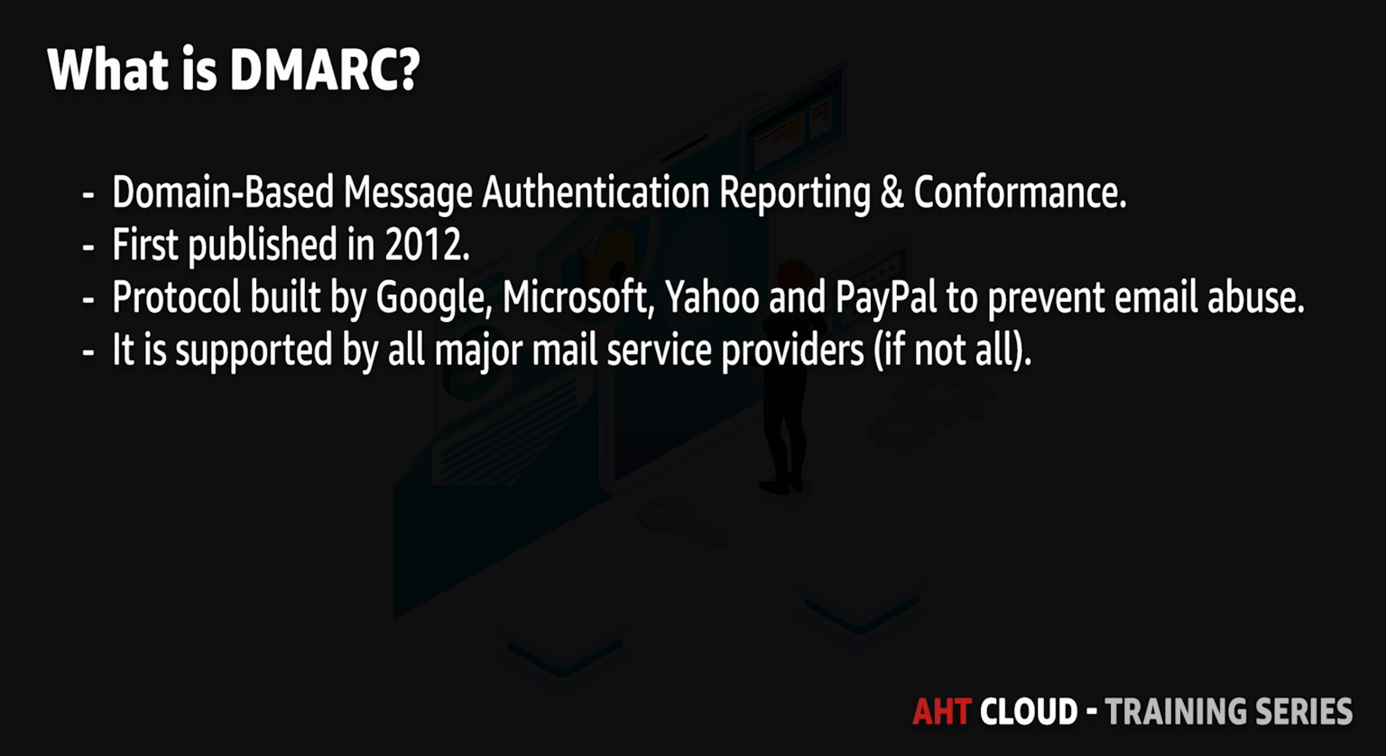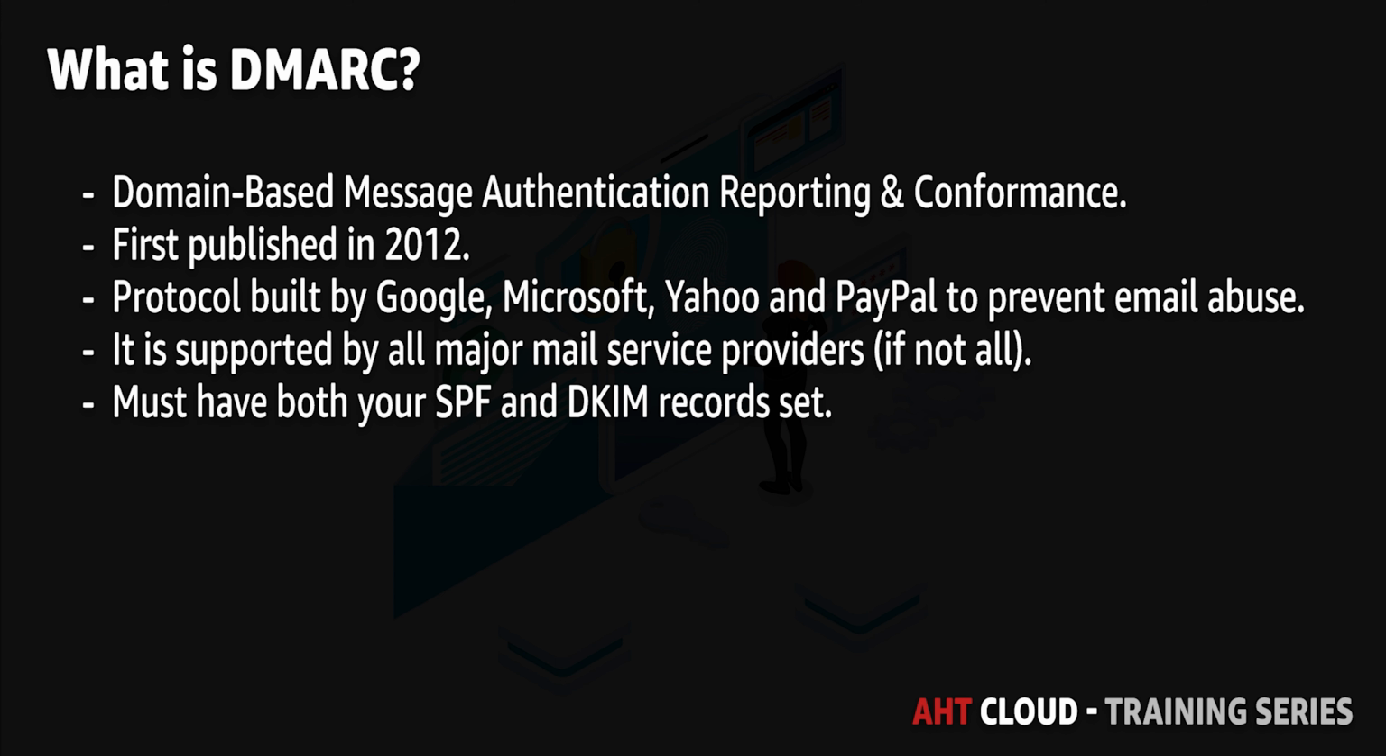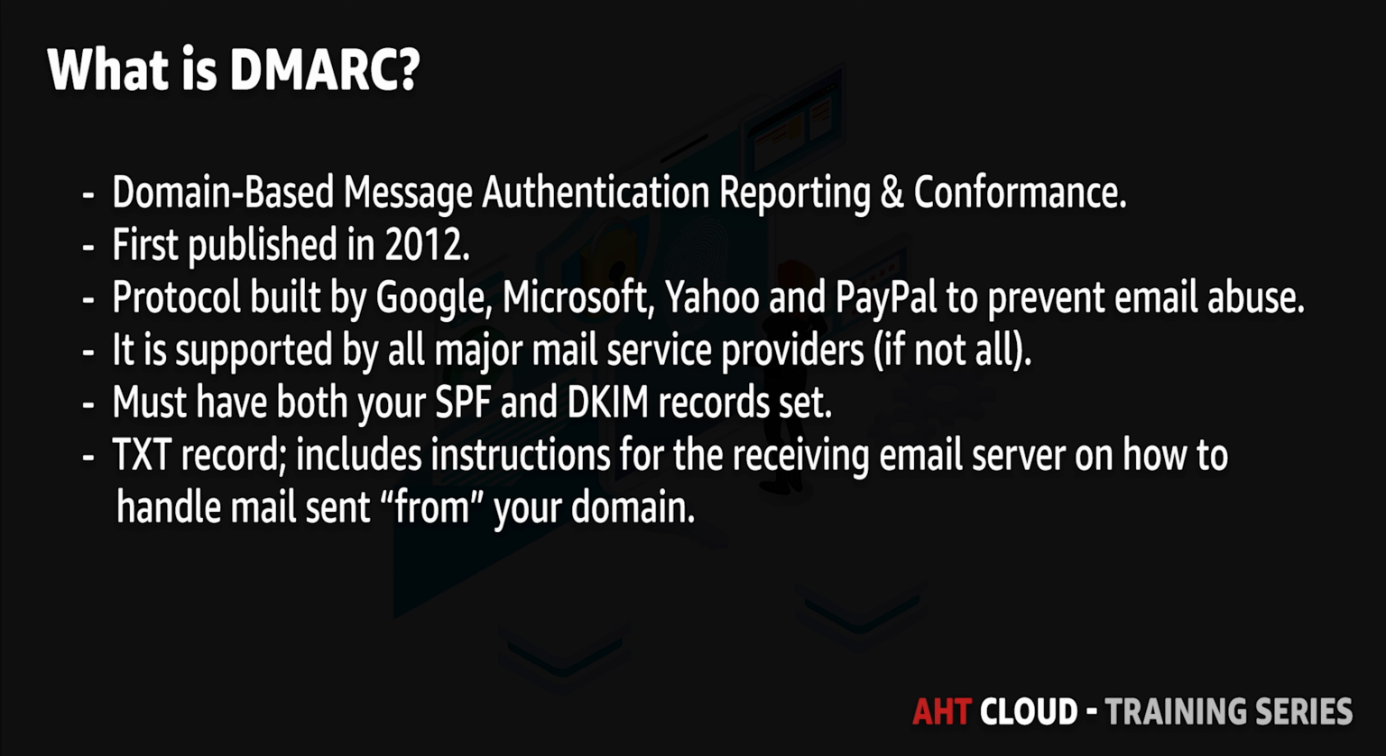To get started with DMARC, you must have both your SPF and DKIM records set up for your domain. Once you have both your email SPF and DKIM records set up, then you can add a DMARC record to your DNS. It's basically a text record. It includes instructions for the receiving email server on how to handle mail sent under your domain that does not align with your policies.